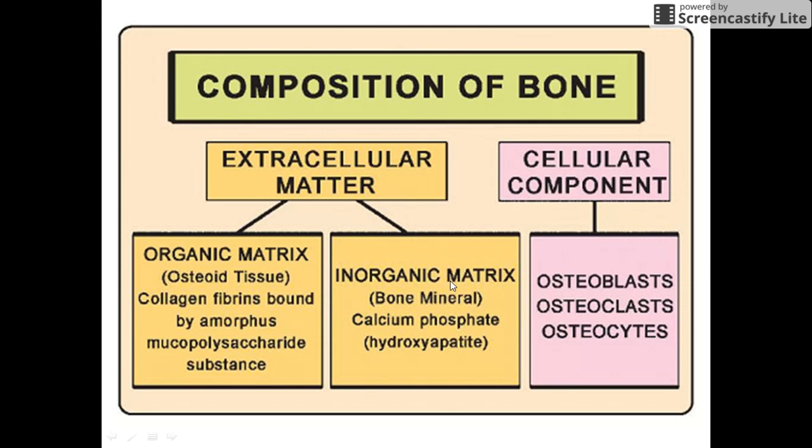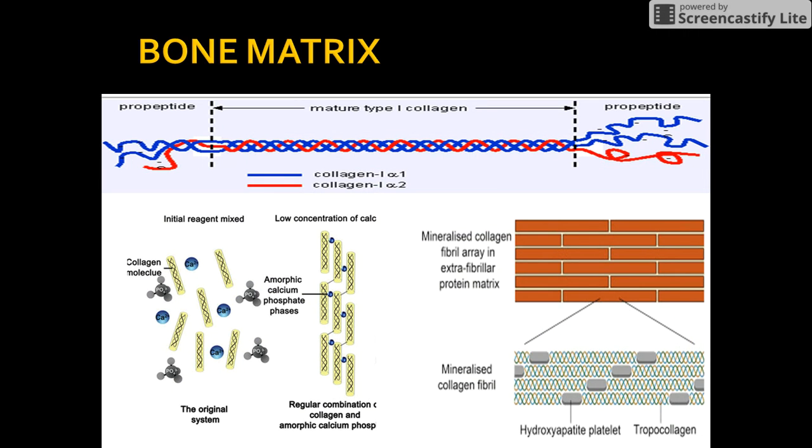And now we'll see the composition of bone. The bone is made up of extracellular and cellular components. Cellular components are osteoblasts, osteoclasts, and osteocytes, whereas the extracellular matrix is organic and inorganic. The organic component is most common. 80% of the organic component is type 1 collagen. It is a triple helix. See, these are the collagen fibers, and the minerals are very important. The most common mineral is calcium phosphate, crystalline calcium hydroxyapatite.